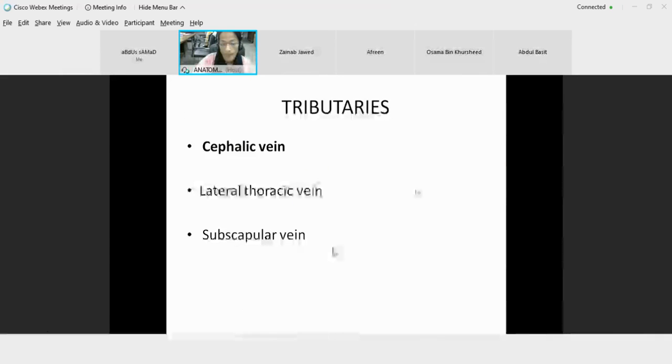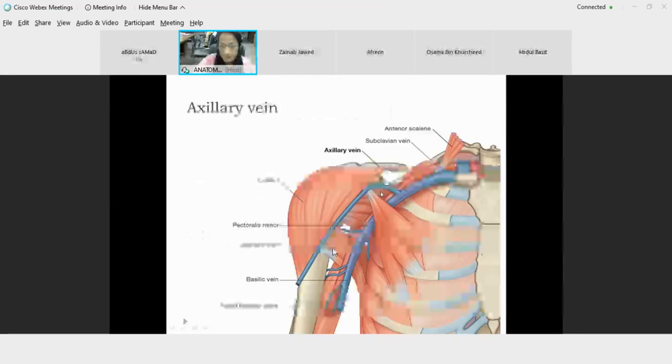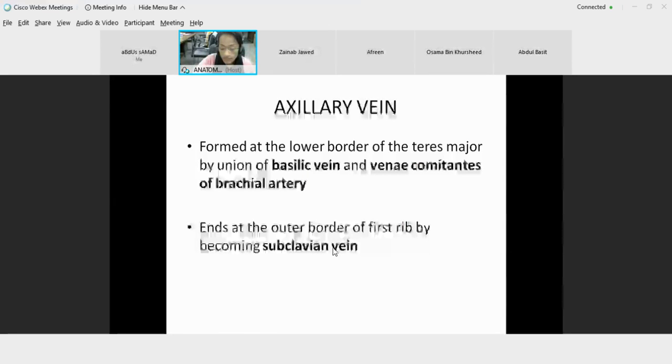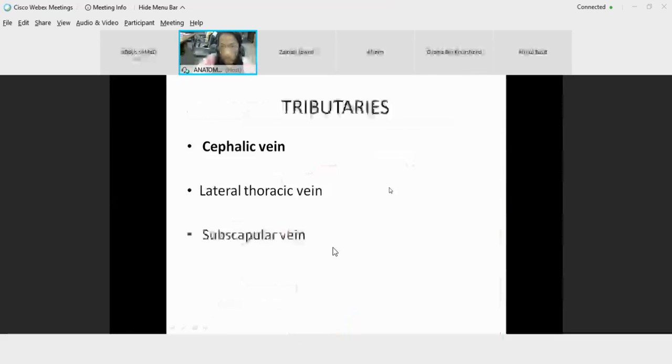Okay, clinical significance is axillary vein thrombosis. Then what are tributaries? The veins which are draining into axillary vein, the veins which are draining into the main vein.